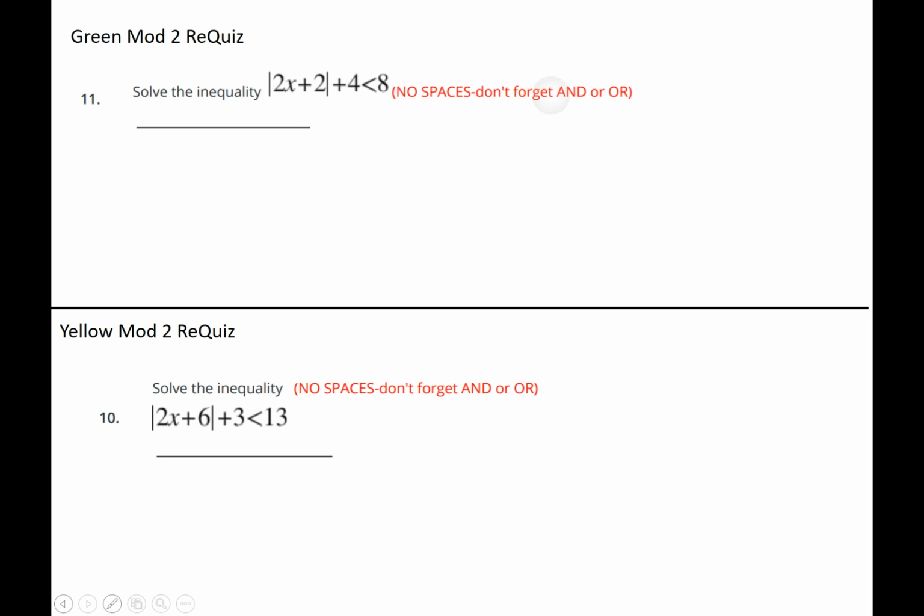All right, on this one we have a less than, so it's a green 11 and yellow 10. So this is an and on both of these because they're less thans and they're almost identical problems, just the numbers switched around a little bit. So we're going to start by subtracting 4 from this one and 3.